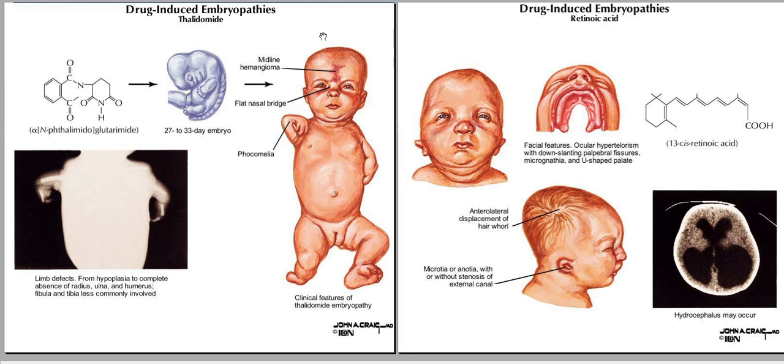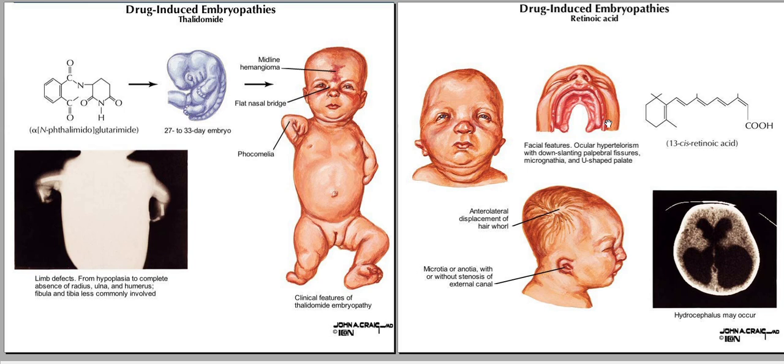With the drug-induced embryopathies, like thalidomide, right now it's not being used, but you see from the 23rd to 33rd day, the hemangioma and also flat nasal bones. You see the amelia over here too. Okay. So many deformities associated with thalidomide, from hypoplasia to complete absence of the radius, ulna, humerus, fibula, tibia, though that one is less commonly involved.